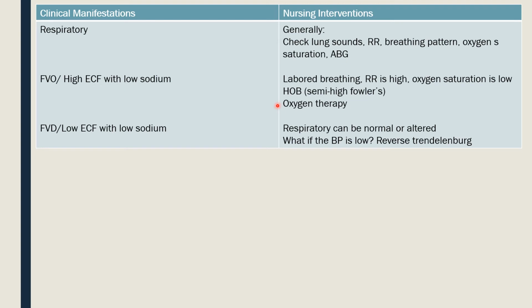Okay, but if your patient has low volume and low sodium, then you want to make sure you check the blood pressure. If it's low, then give fluids, and something that can help them too is to put them in reverse Trendelenburg position, so that you are redistributing or creating a fluid shift that will help the patient.